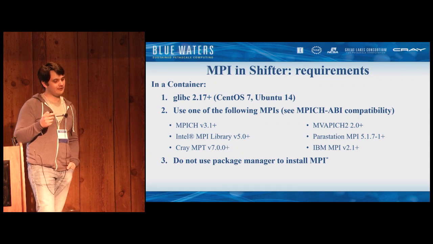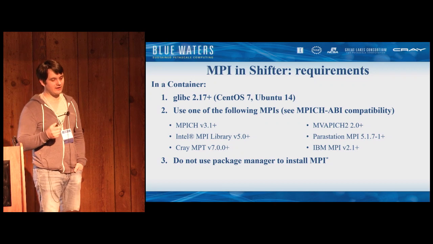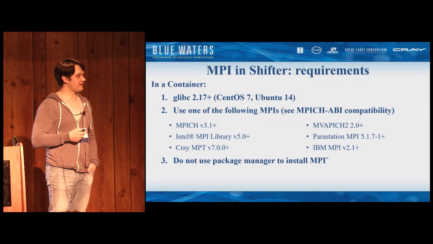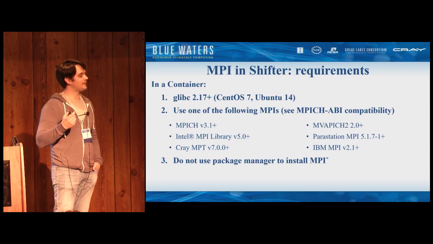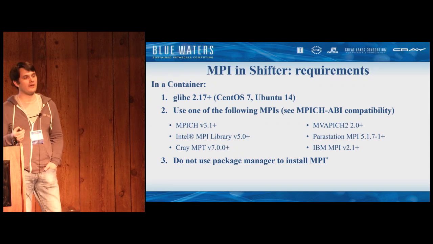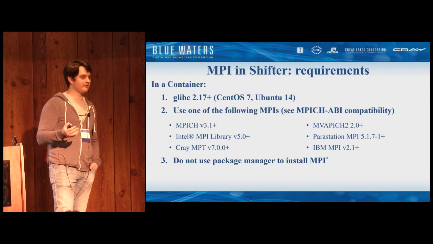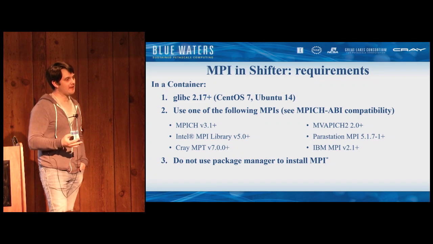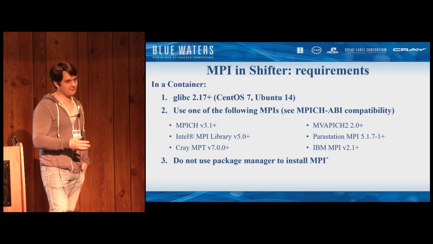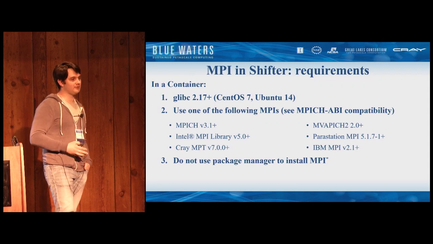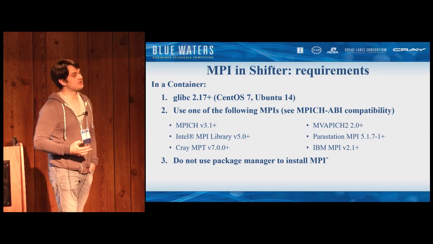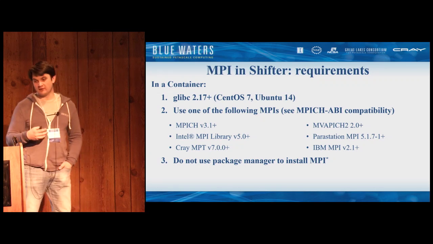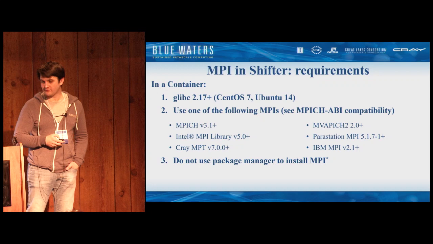So there is a so-called MPICH ABI compatibility initiative, and what it means is that certain MPI implementations are ABI compatible with each other. So if we use one implementation in the container and an ABI compatible but different implementation on Blue Waters, they will understand each other. So they will be able to communicate with each other.